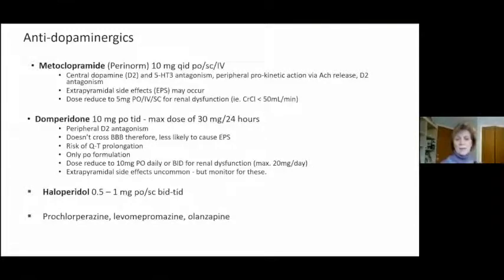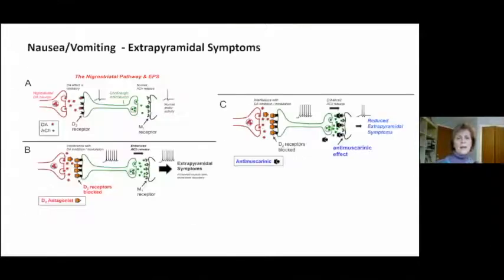The other ones are just other options at the bottom, but I think these drugs are perhaps less available in your settings, but I know it's variable. So the antidopaminergics are our favorites. I'm going to hand over now to Fatima to talk to you about how these drugs cause these extrapyramidal symptoms and what you can do about it.